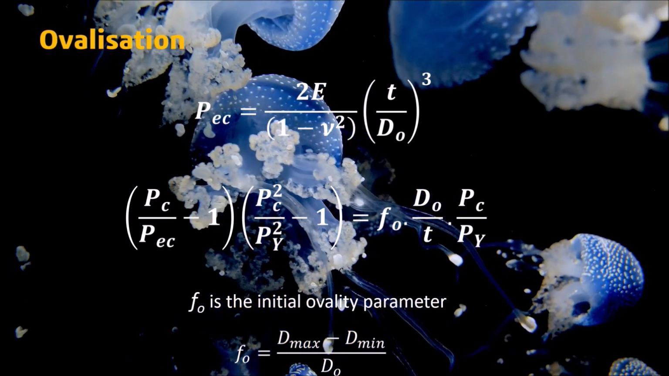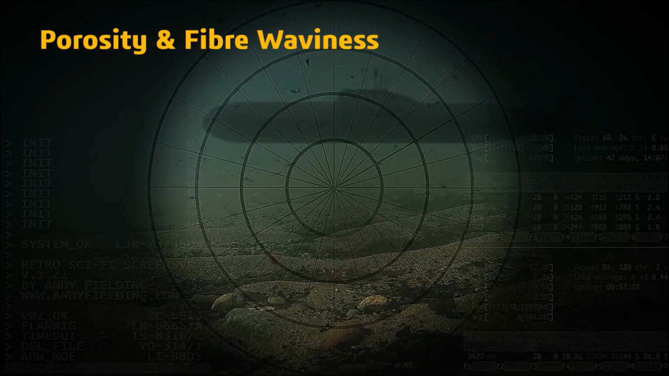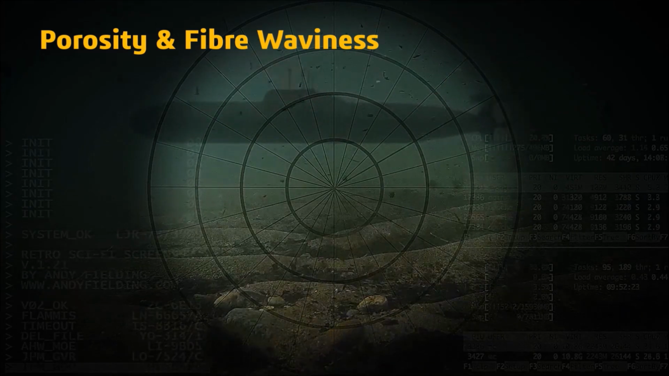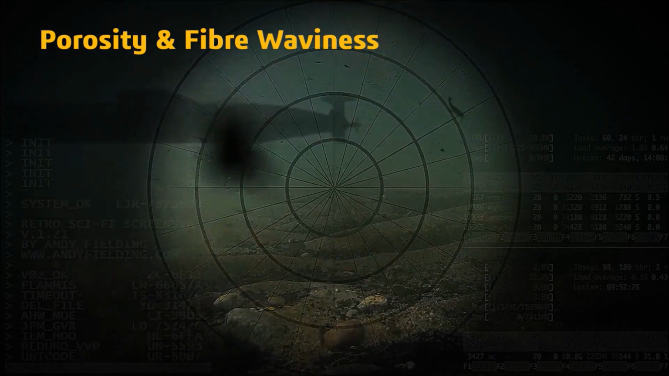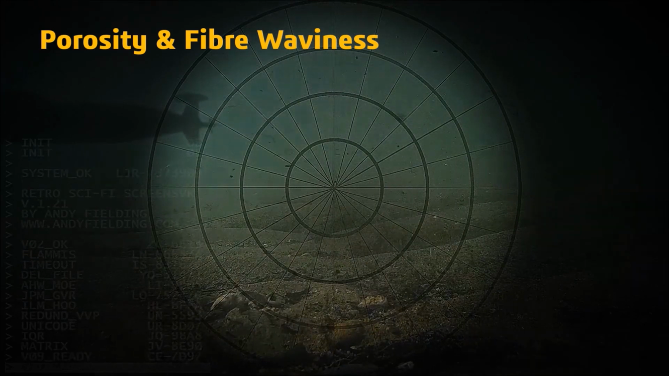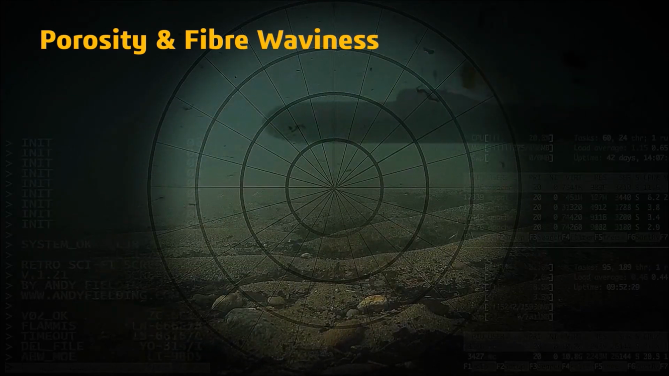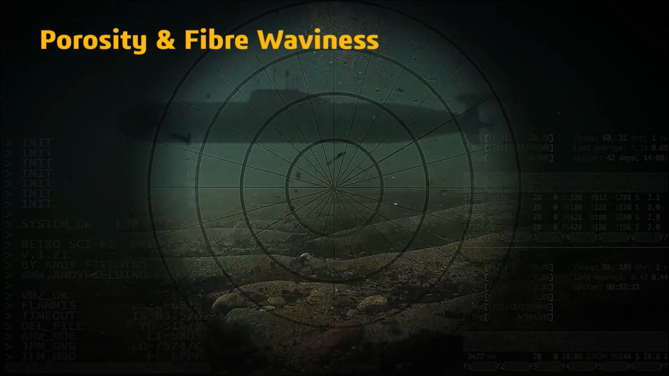Both porosity and fiber waviness have been shown to be particularly harmful for compressive properties. An estimated loss of 10% compression strength for each percent of porosity has been reported by Soares and colleagues in 1993, while various other researchers have shown the importance of fiber alignment in compression.